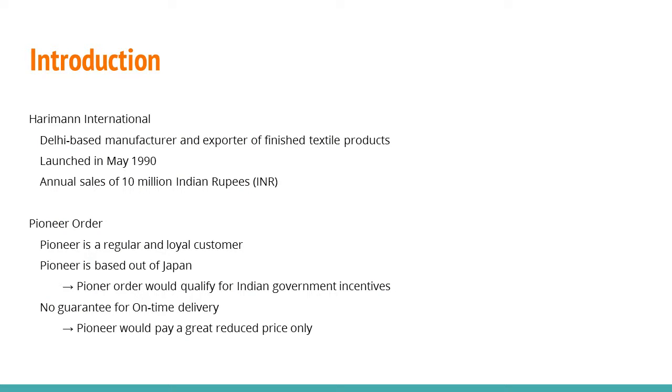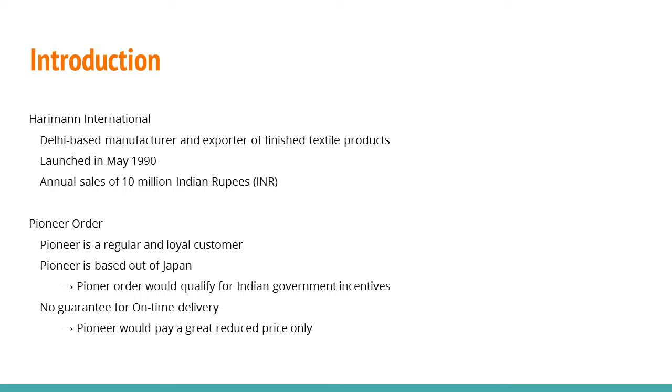Introduction. Harriman International is a Delhi-based manufacturer and exporter of finished textile products. Since the company was launched in May 1990, it has enlarged its scope of business, broadened its production line, and expanded internationally. Currently, Harriman International has over 100 employees and has sales in excess of 10 million Indian rupees, which is equivalent to $153,480.